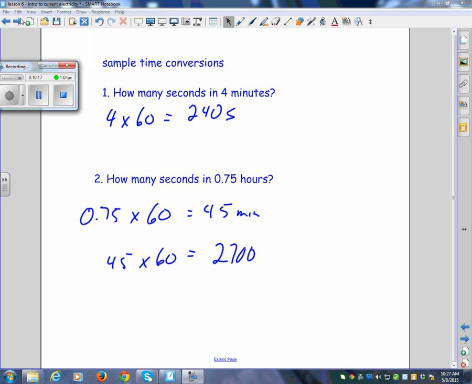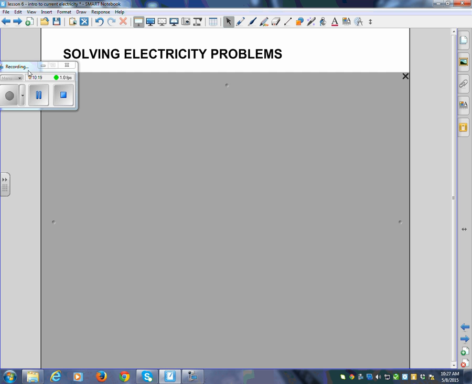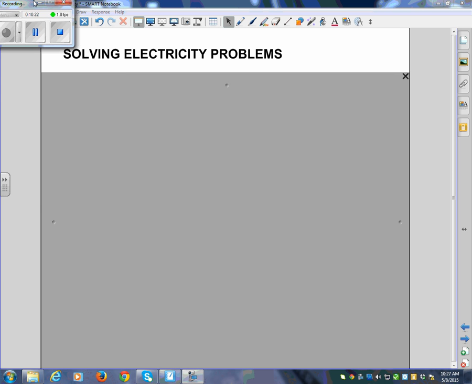Okay, now, some of you are not going to be happy with this, but I'm going to insist and I'm going to win. These are the steps for solving electricity problems.